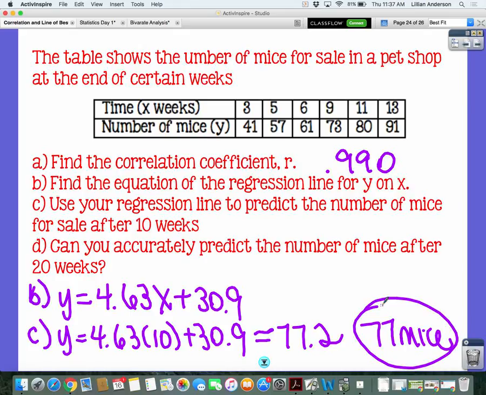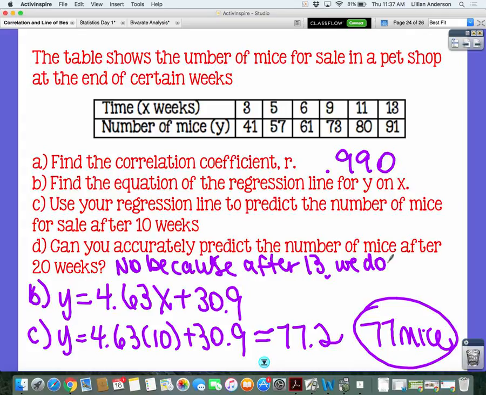Exactly. Now, if it asks us, can we accurately predict the number of mice after 10 weeks, could we do that? Yes. We could. Oh, we did. I'm sorry, 12 weeks. Yes. Then we could. 13 we could. But anything after 13 we could not. So no, because after week 13, we do not have any data. Never just say yes or no. Always provide an explanation. Okay?